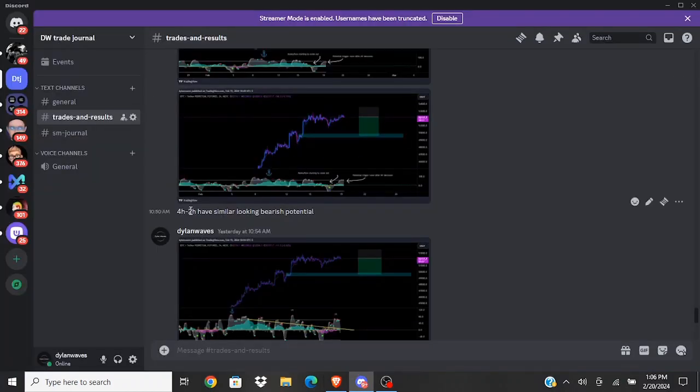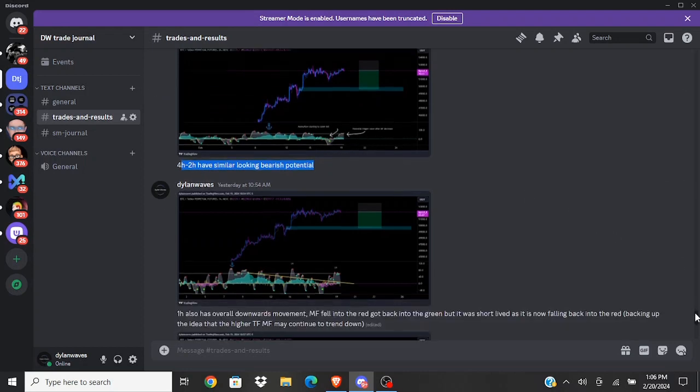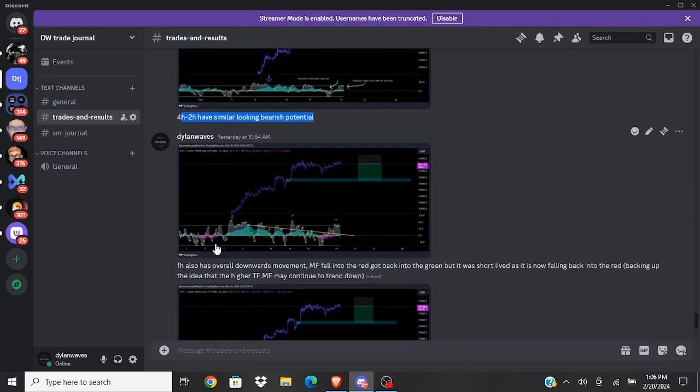So going back to my journal, I just said that the 4 hour through 2 hour have similar looking bearish potential. So yeah, that's what I was looking at on those time frames, and then I also checked the lower time frames to see what they were looking like, and I basically wanted to see them kind of backing up my idea. So the 1 hour also has overall downwards movement.